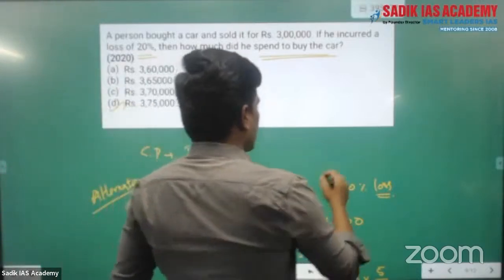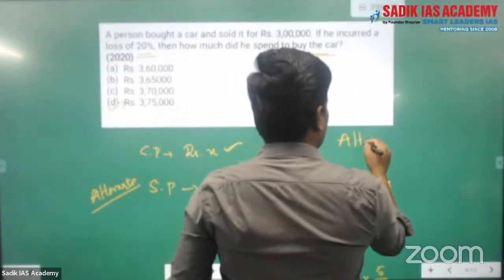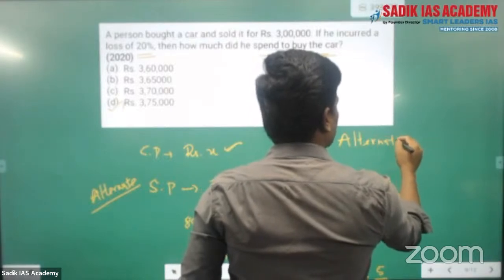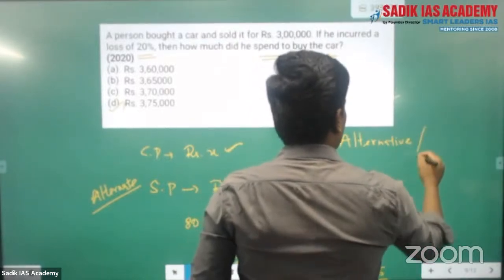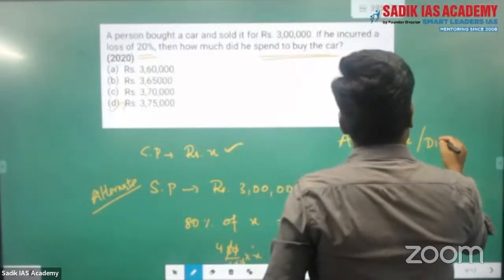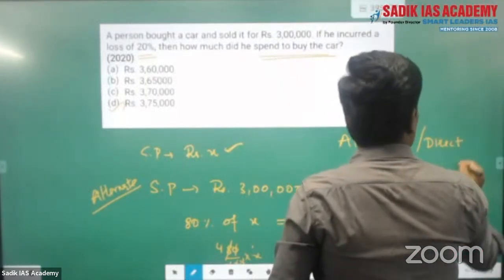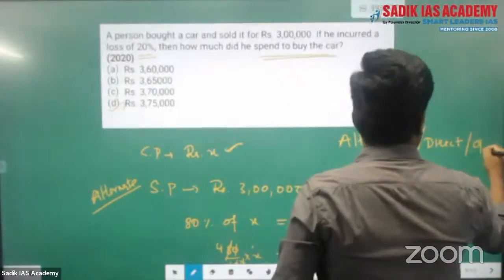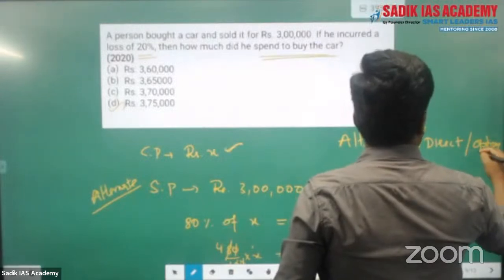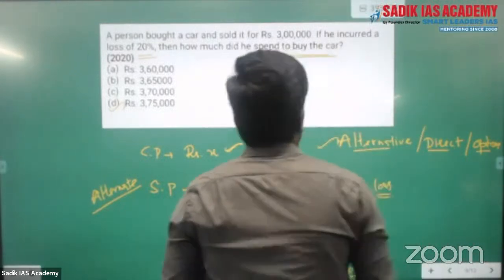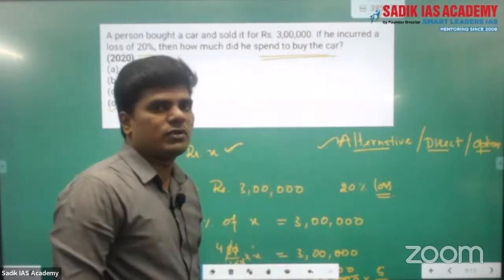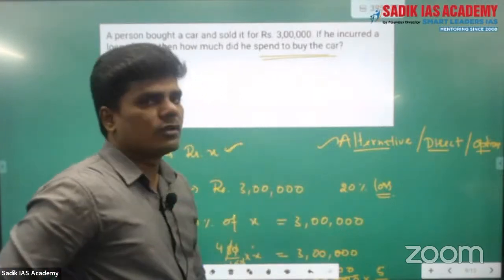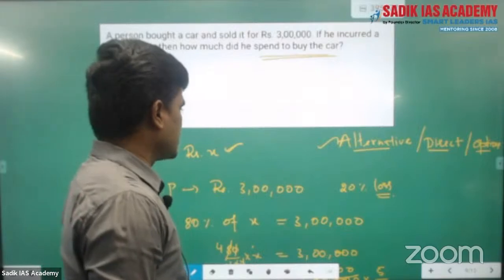Here in this method, we can think of the alternative method, or the direct formula method, or the options validating. This is another method we can adopt when we solve the maths questions in CSAT.